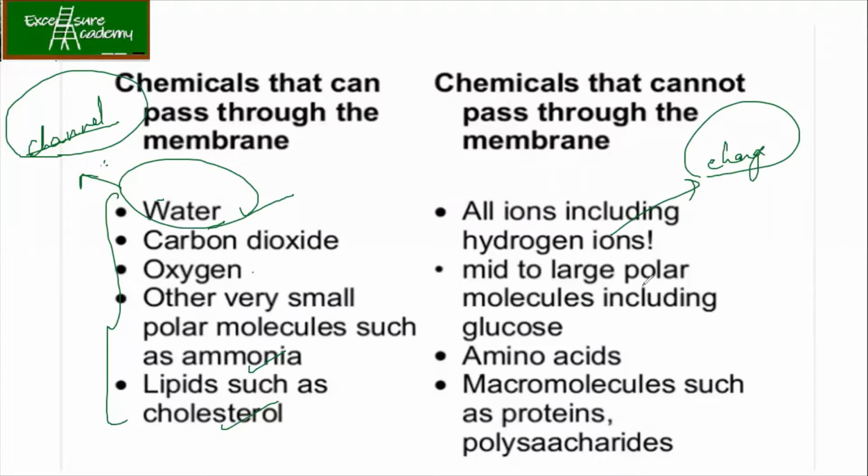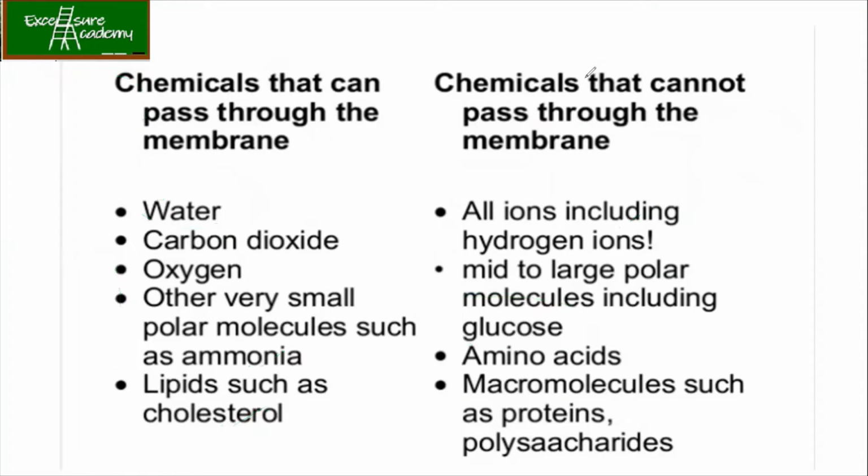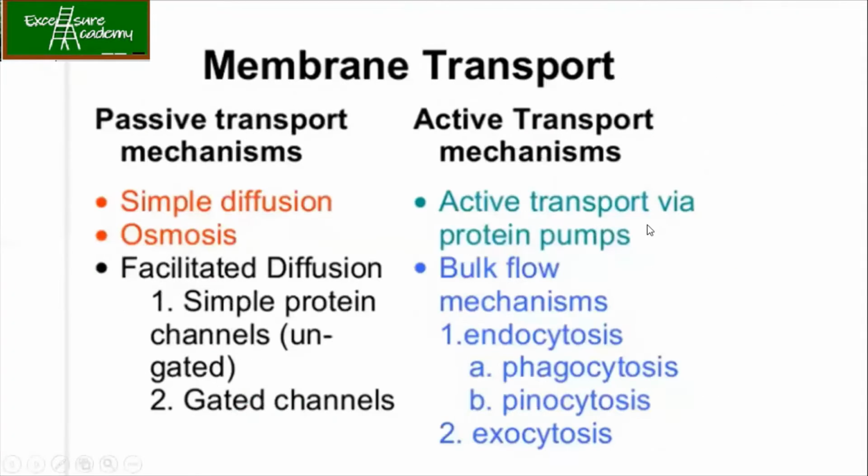Now, for example, polar molecules like glucose. Glucose, since it is bigger in size, cannot pass through the membrane, and the membrane has the hydrophobic part, right? And we know glucose is a hydrophilic molecule. So it cannot pass readily. So it needs a channel again. Then amino acids, macromolecules like proteins and polysaccharides. Whatever is bigger in size cannot pass through the membrane. Simple.